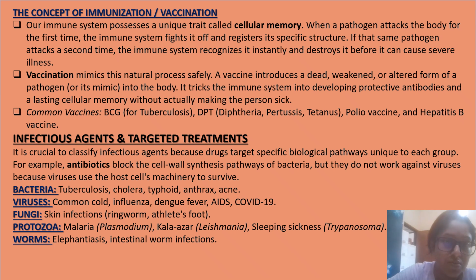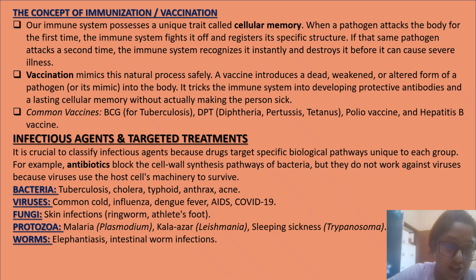Next, vaccination mimics the natural process safely. A vaccine introduces a dead, weakened, or altered form of a pathogen into the body. It tricks the immune system into developing protective antibodies and a lasting cellular memory without actually making the person sick. Common vaccines: BCG for tuberculosis, DPT for diphtheria, pertussis and tetanus, polio vaccine, and hepatitis B vaccine.